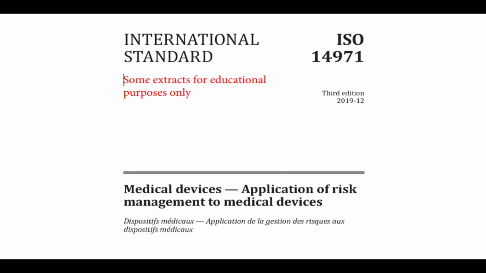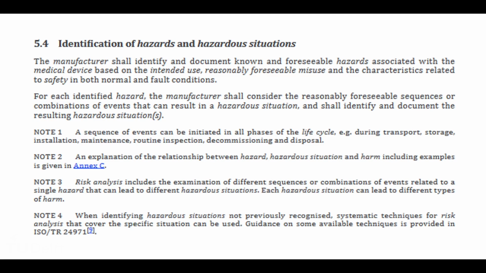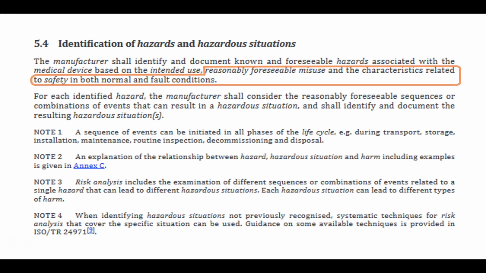In ISO 14971, the standard on risk management, section 5.4, it states that we must identify all known and foreseeable hazards and that we must do so for the intended use, for reasonably foreseeable misuse, and for anything safety related in both normal and fault conditions.